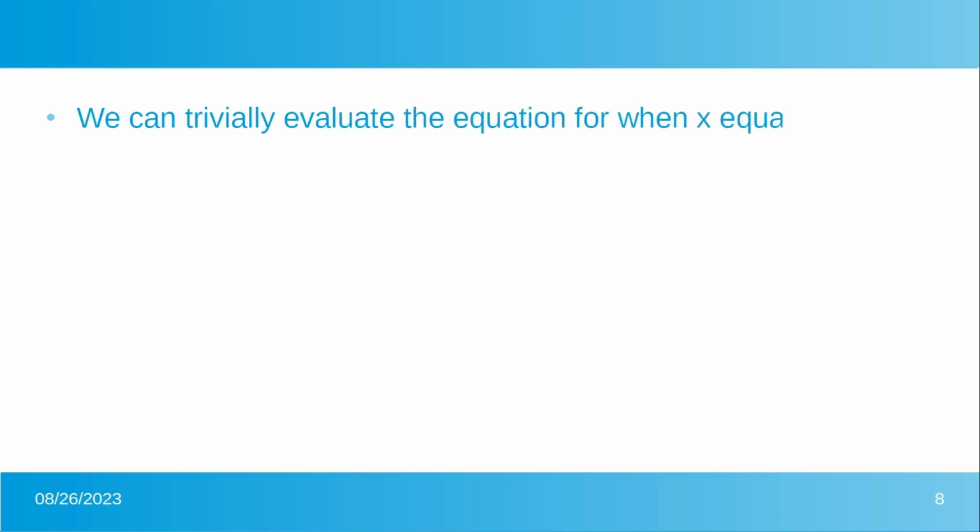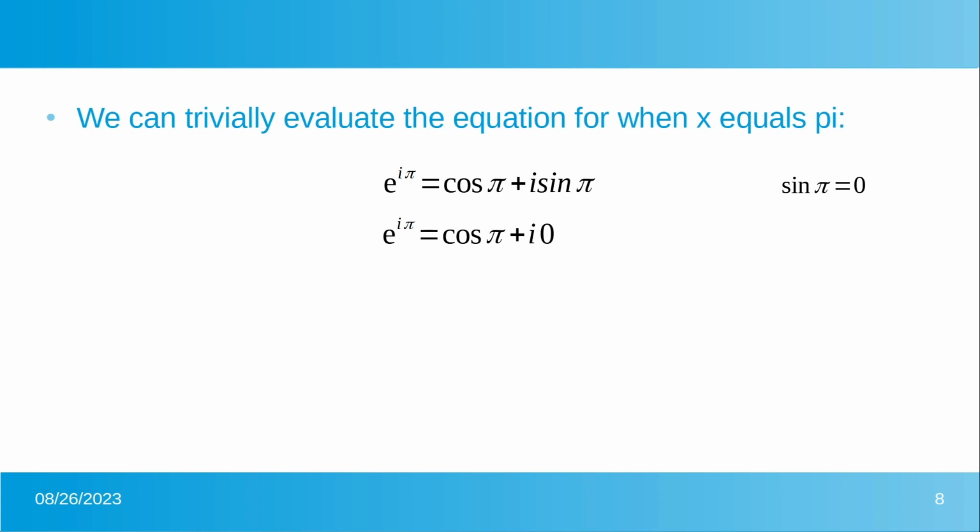We can trivially evaluate the equation for when x equals pi to bring this around. Well, sine of pi is just equal to 0. I mean, any integer multiple of pi evaluated in sine is going to equal 0. So we're left with cosine of pi plus i times 0. Now an imaginary number multiplied by 0 is also equal to 0. So e to the i pi is just equal to cosine of pi. And cosine of pi, quite easily, is just equal to negative 1. And so our argument here is that e to the i pi itself is equal to negative 1.